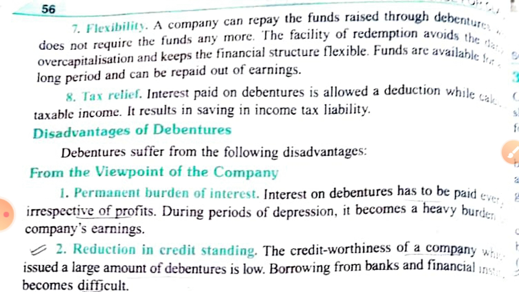Then tax relief. If you remember, I have explained this point, and moreover we are going to do questions and ratio analysis regarding that. The interest which is paid to the debenture holders is allowed as a deduction from the tax liability. Is this clear? So there is saving in tax liability. Is this point clear to you?